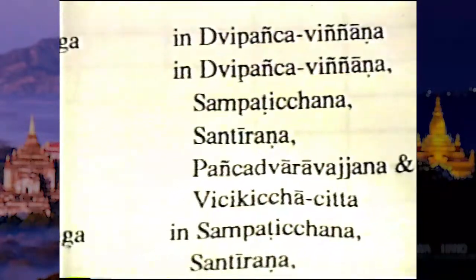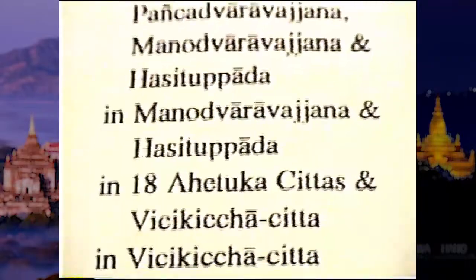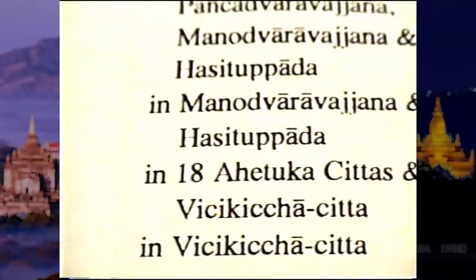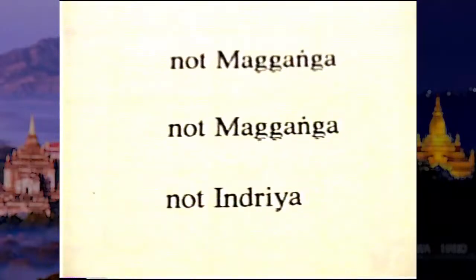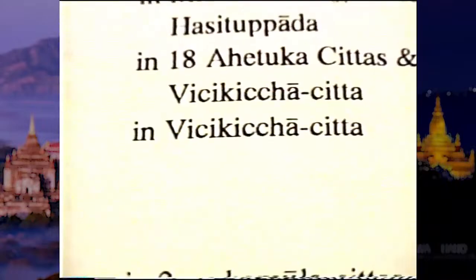And ekaggata is not bala in dvipancavinnana, sampaticchana, santirana, pancadvaravajjana, and vicikiccha citta. And vitakka is not maggangga in all ahetuka cittas: sampaticchana, santirana, pancadvaravajjana, manodvaravajjana, and hasituppada. Viriya is not maggangga in manodvaravajjana and hasituppada, because they are ahetuka cittas. And ekaggata is not maggangga in the 18 ahetuka cittas and vicikiccha citta. And ekaggata again is not indriya in vicikiccha citta, the two mohamula cittas and hasituppada.